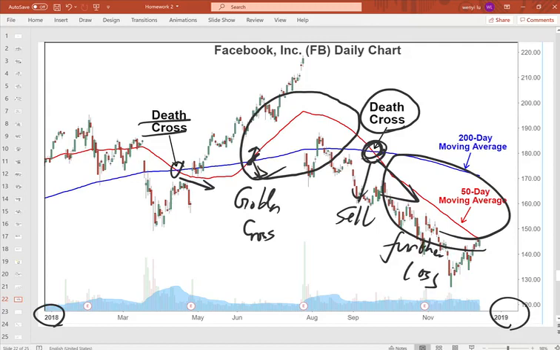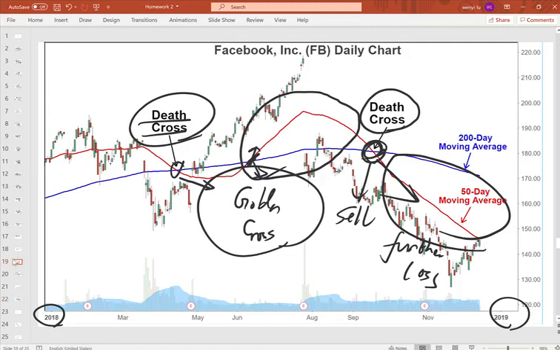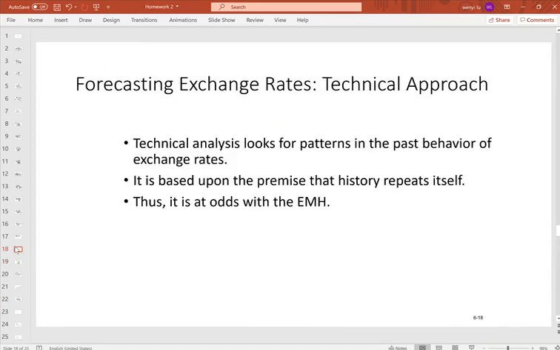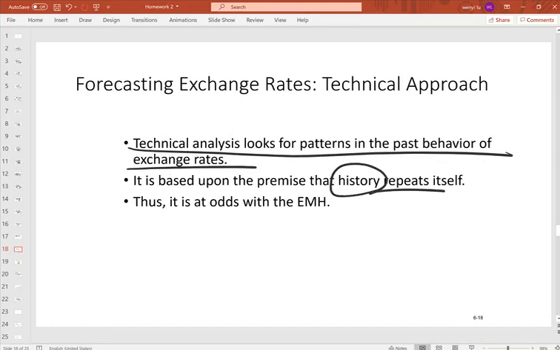So let me explain why the golden cross and the death cross can work for traders. The golden cross and death cross come from experience. All technical charts come from experience, and the technical chart assumes our market is not efficient. The same thing that happened before may also happen in the future. So history will repeat itself.